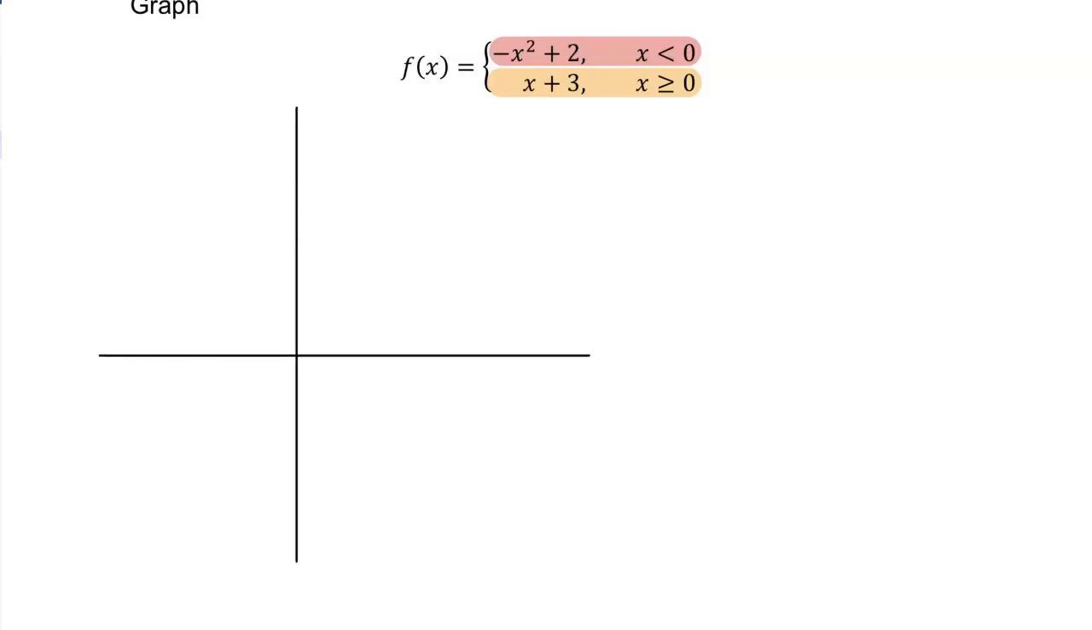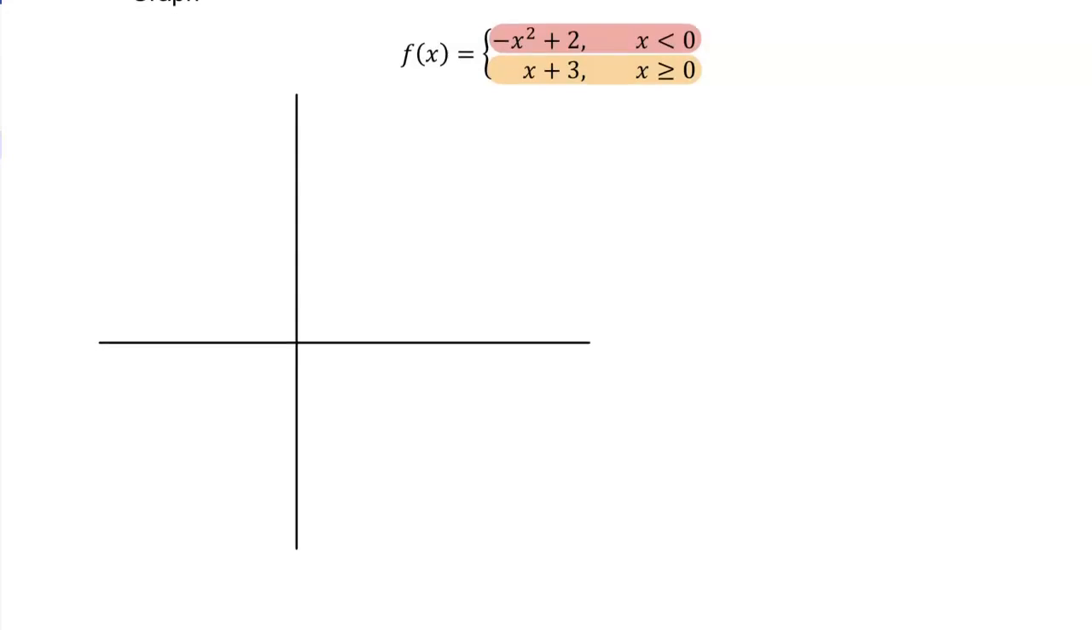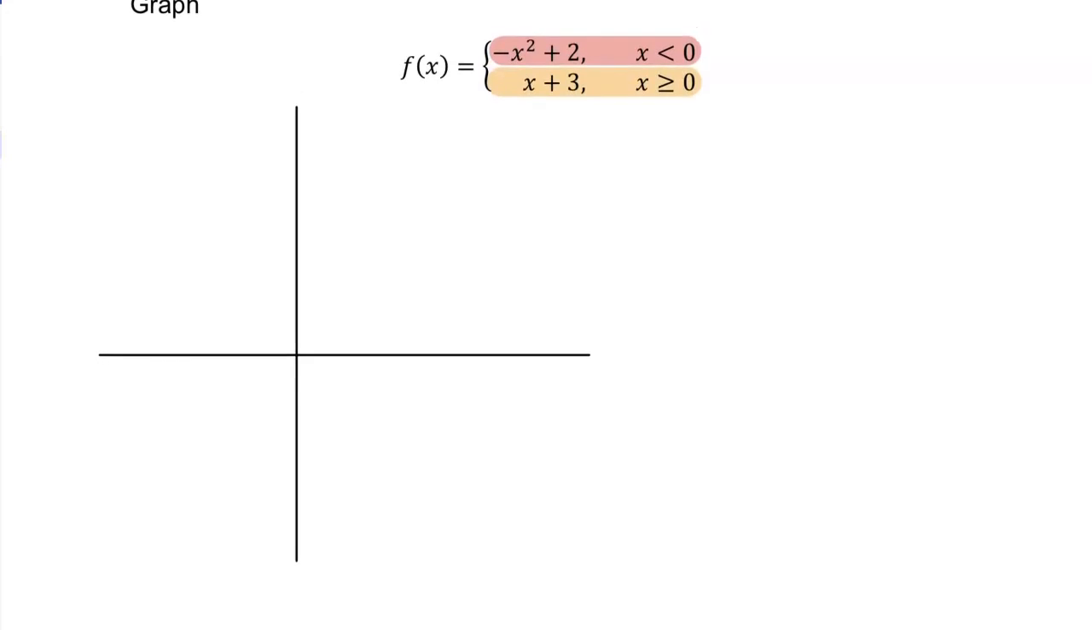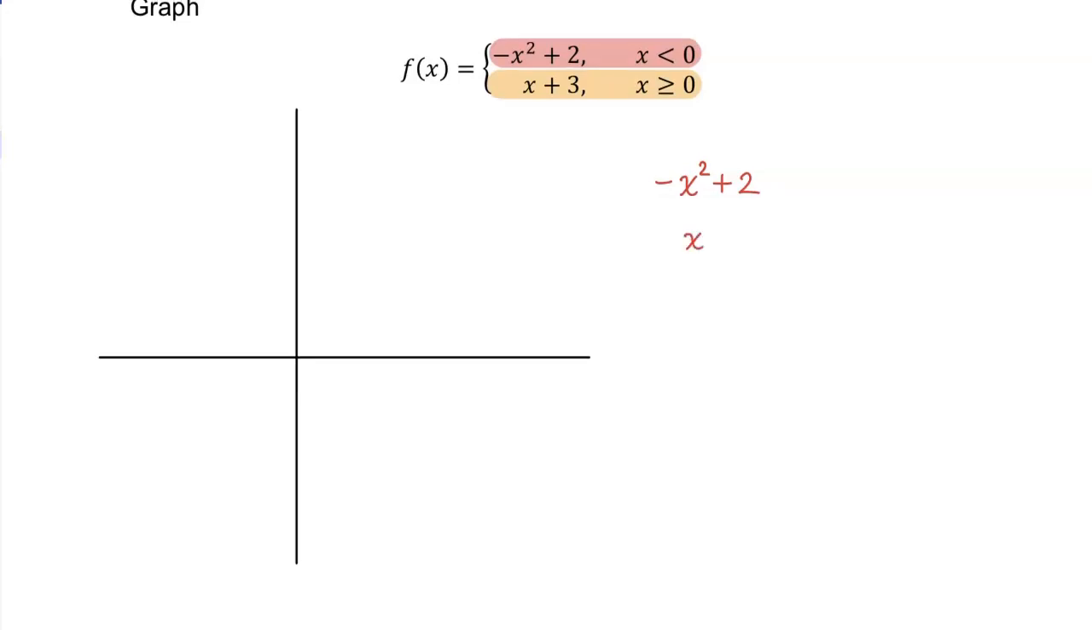I will start by graphing the first one, the top one that I highlighted in red, okay? That's a quadratic, we see. Negative x squared plus 2. And using the transformation, we know this graph has been shifted up 2 units, okay? But let's plug in some x values so that we can get the y values to plot some points.